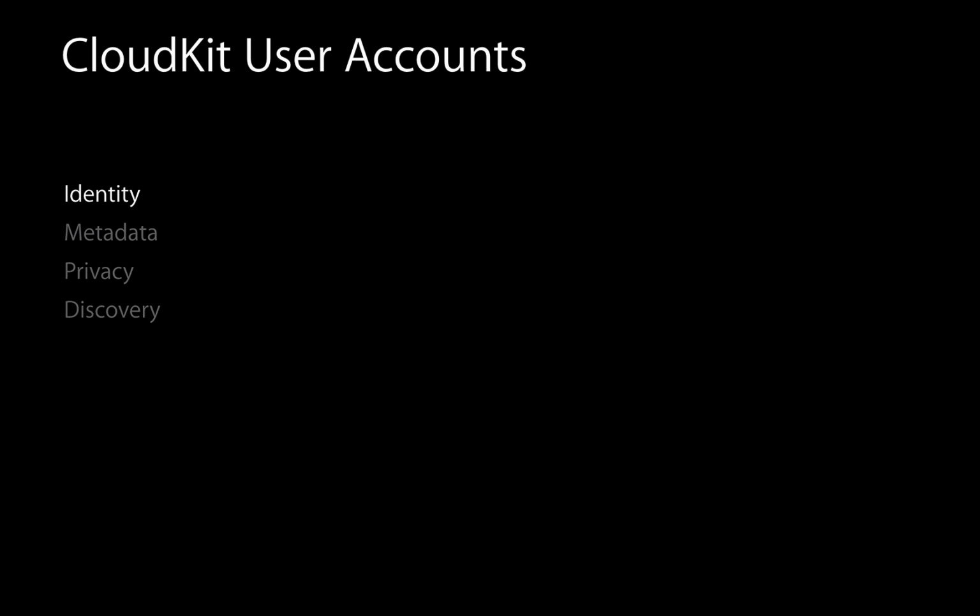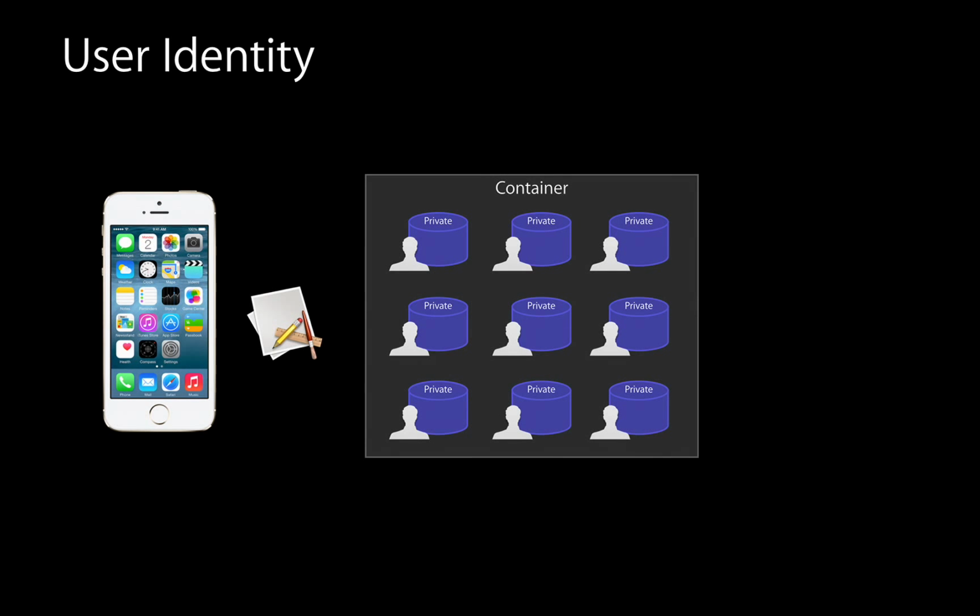Let's dive into each one of these. First of all, we're going to talk about identity. So here's our model. We've got our client, our application running on the client, and all of these different users and their private databases up in the container. Your specific client is going to be linked to one and only one of those users. This is related to the user that's logged in via iCloud locally on your device.